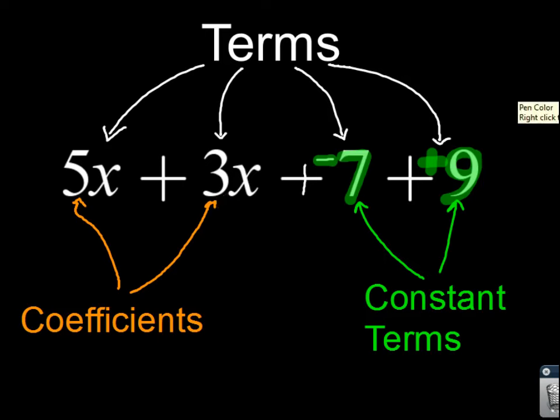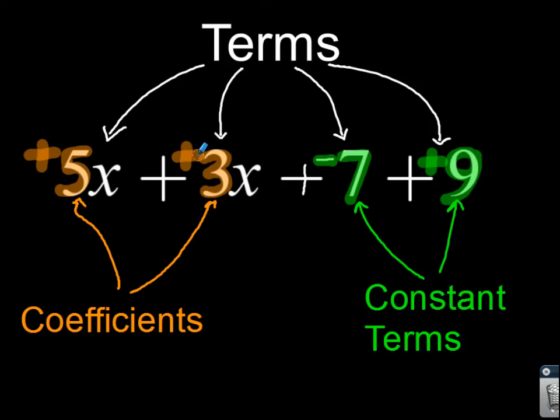So in this case here, we have 5 x's, so my coefficient is 5. And here, I have 3 x's, so my coefficient would be 3. And what's good to note here is that this is a positive 5 and this is a positive 3. Those are my coefficients.